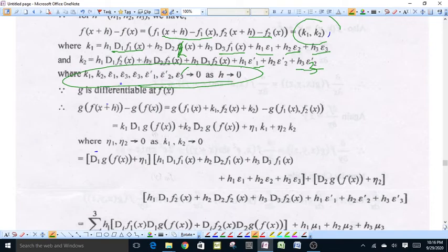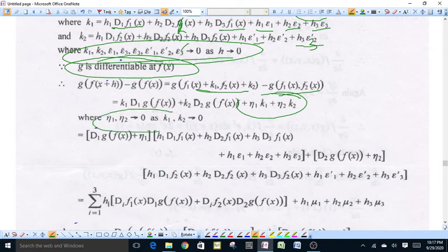Because f is differentiable at any point, therefore we can write g(f(x+h)) - g(f(x)) is equal to g(f1(x)+k1, f2(x)+k2) - g(f1(x), f2(x)). This is equal to k1 d1 g(f(x)) + k2 d2 g(f(x)) + eta1 k1 + eta2 k2, where eta1 and eta2 approach 0 as k1 and k2 approach 0.